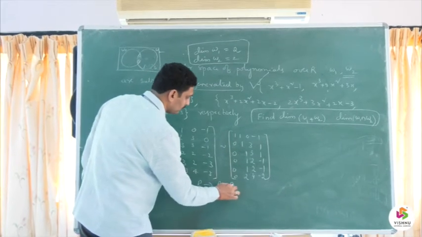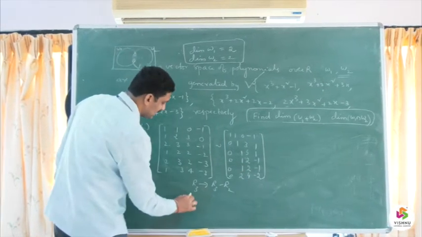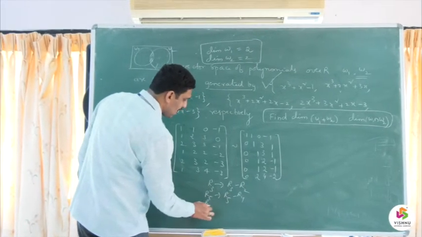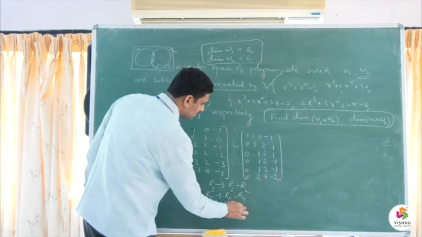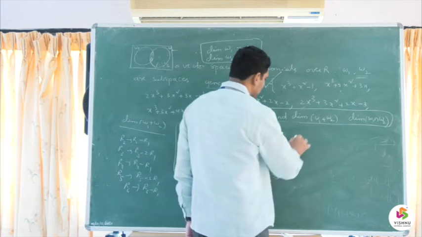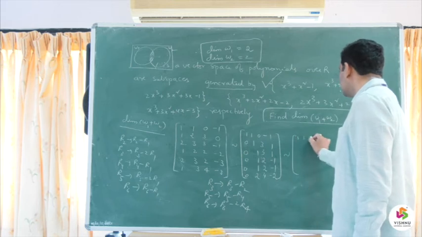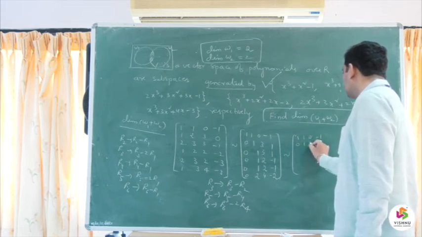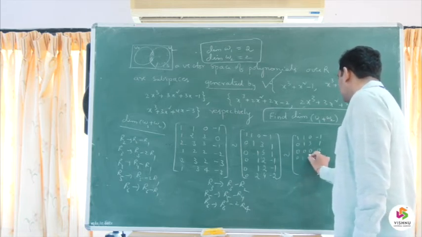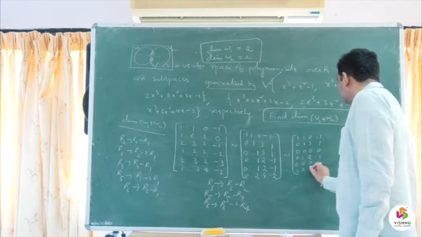R3 tends to R3 minus R2, so this becomes 0. So using this I will make the remaining zeros, so R5 tends to R5 minus R4 and R6 tends to R6 minus 2 R4. So this is equivalent to the values. First will be as it is. So 1 1 0 minus 1 0 1 3 1. So 0 0 0 0 0 1 2 minus 1 0 0 0 0. Again you have 0 0 0 0.